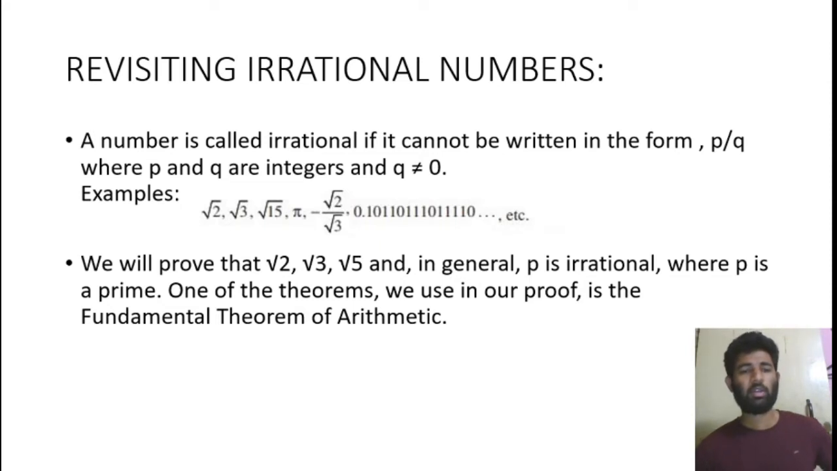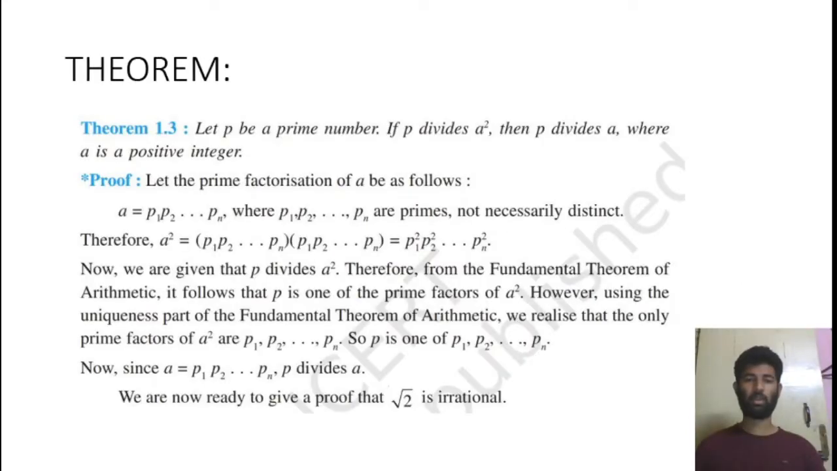Now the second thing is, we will prove that the square root of a prime number is irrational. So we will use the fundamental theorem of arithmetic to prove this. Now let us see this theorem. It says, let p be a prime number, if p divides a square, then p divides a, where a is a positive integer. So what is given here is p is a prime number and p divides a square, and we have to prove that p divides a.